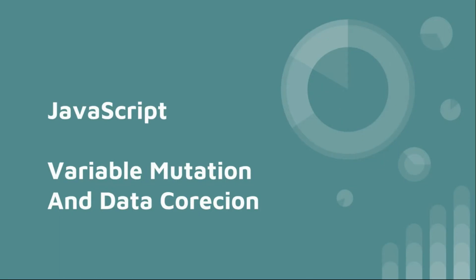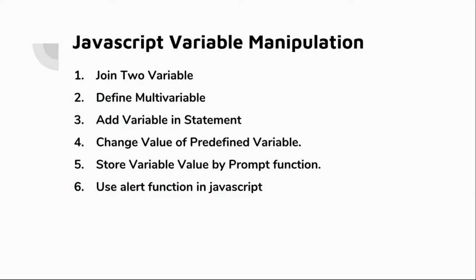Hello guys, welcome to Learn School Online. Today we learn JavaScript variable manipulation and data types. So we start JavaScript variable manipulation. First we learn to join two variables. Second, define multiple variables. Third, add a variable in a statement. Fourth, change the value of a predefined variable. Fifth, store a variable value by the prompt function. Sixth, use the alert function in JavaScript. So we start all these things by code.